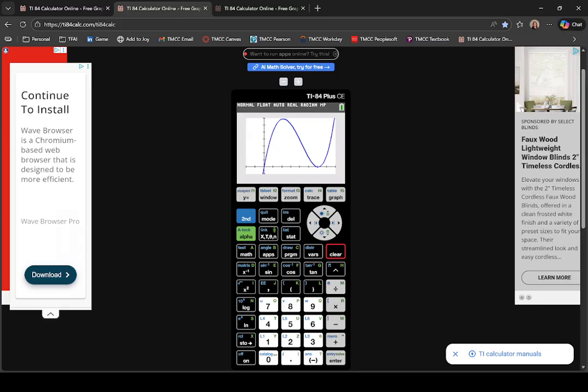Now I'm going to clear that. And then the other thing I want to calculate is that maximum value. So let's go down. I hit second calculate, and we'll go down to the maximum. To find the left bound, I have to scroll all the way to the left, which will take me just a moment, again because of the scale of this graph. Okay, I'm now to the left of my hill. So I'm going to hit enter for the left bound.